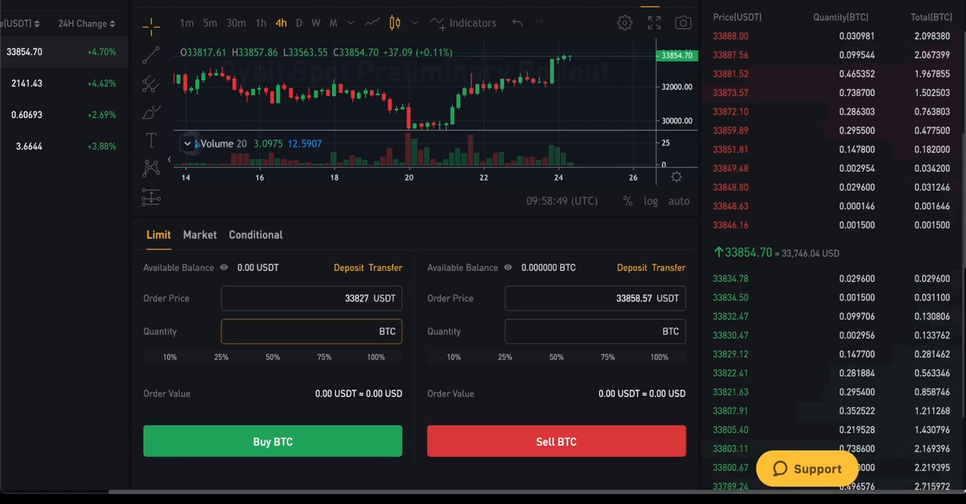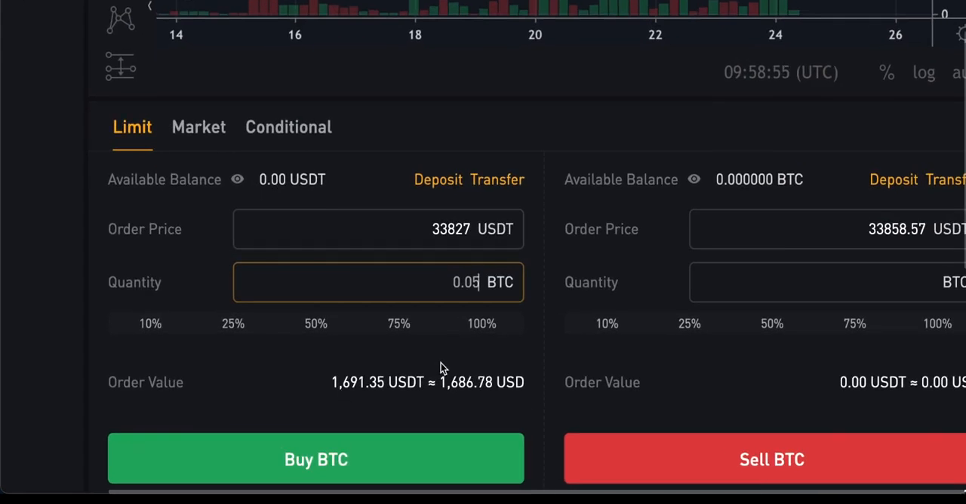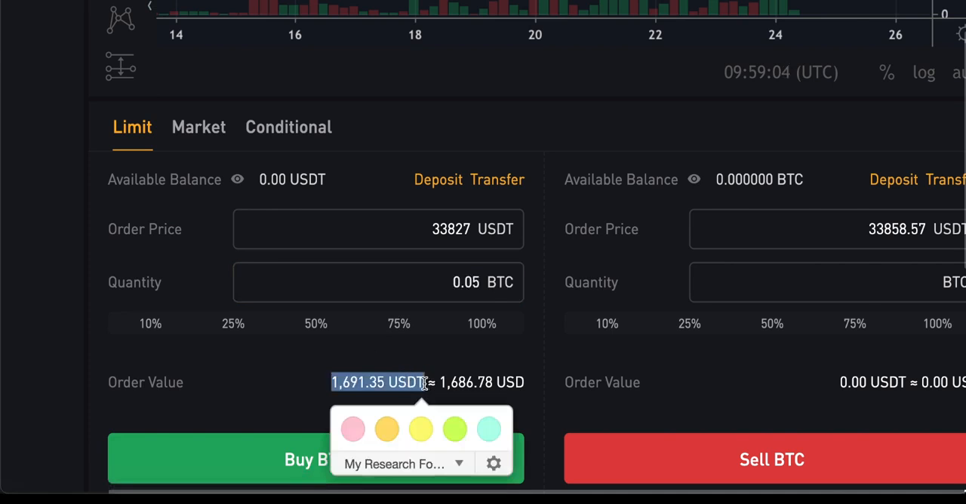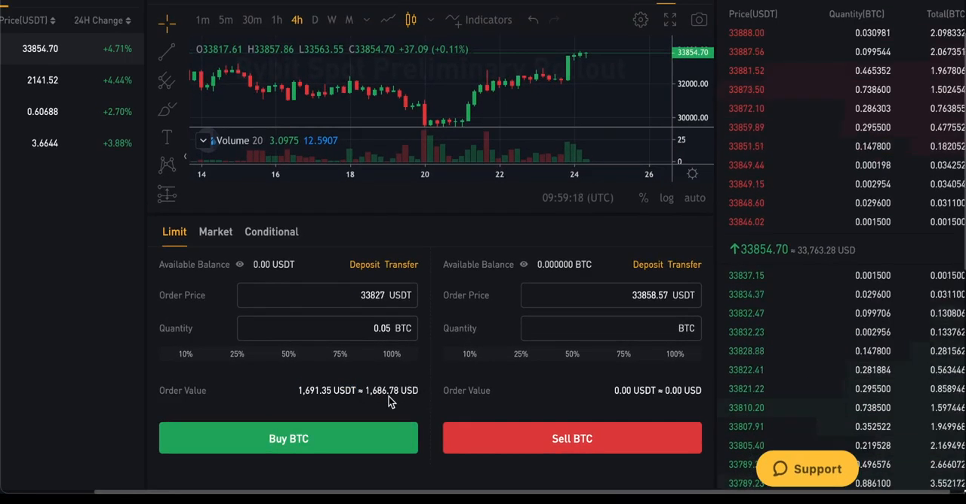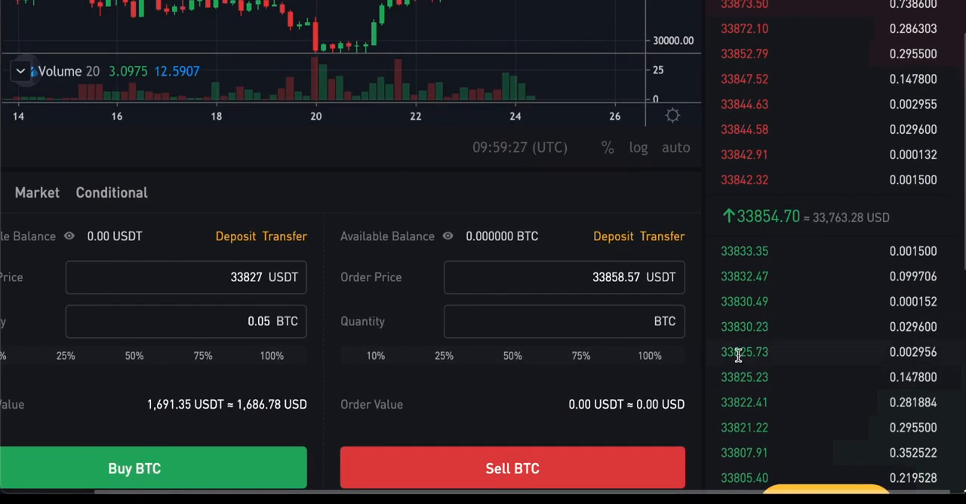33,827 like this. And how many Bitcoin do you want to buy? 0.05 like this, and it will work it out for you, the order value. So if you buy 0.05 of a Bitcoin at 33,827 per Bitcoin, that will work out as around 1,700 USDT. We will be a maker of liquidity because our price, 33,827, is definitely below the current mid price. So we'll come around this level right here and join these bids.